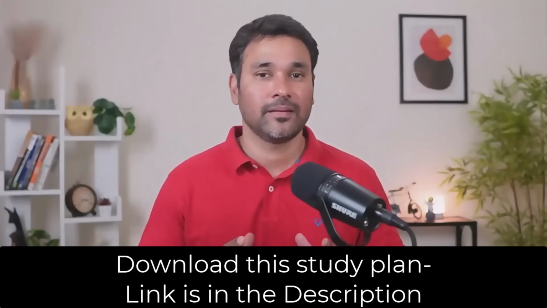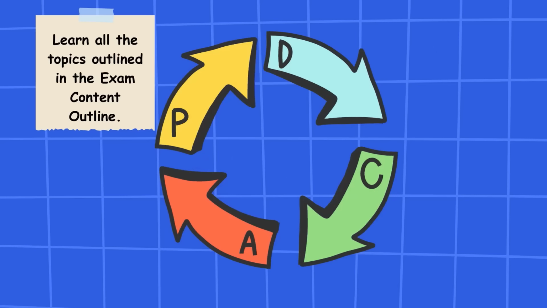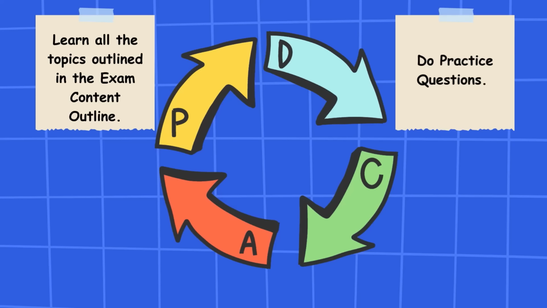Plan, do, check, act. Start by grouping the exam topics into 11 modules. I have already prepared this list for you. Below each module, I have included the relevant topics. So you complete each topic, that's the plan part. Then take the corresponding module test, that's the do part.